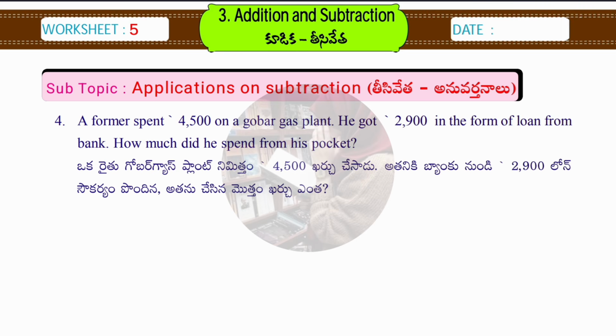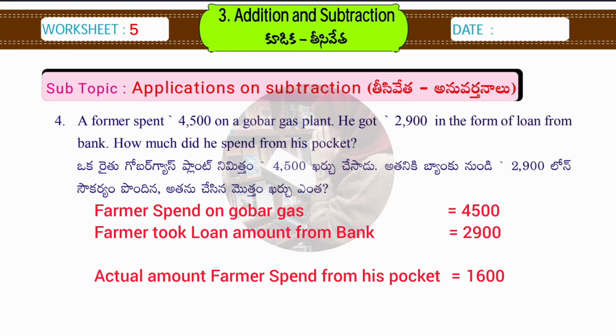Let's see the answer guys. The farmer spent on gobar gas 4,500. The farmer took a loan amount from the bank, which is 2,900. So the actual amount the farmer spent from his pocket, you have to do the subtraction, then you will get 1,600. Understood guys? This is the answer.